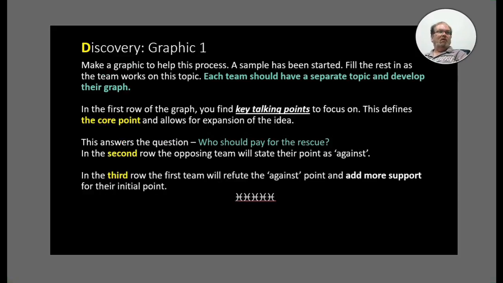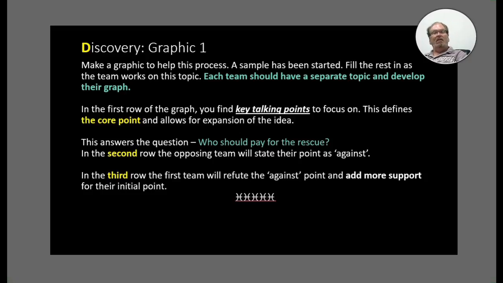In the graphic, this will help you understand the relationship. A sample has been started, and you fill the rest in as a team works on this topic. Now you can work as a team to fill this all out. You need to talk, but you need to have your own ideas. Fill it in for you, come to class, and see what other people have done.